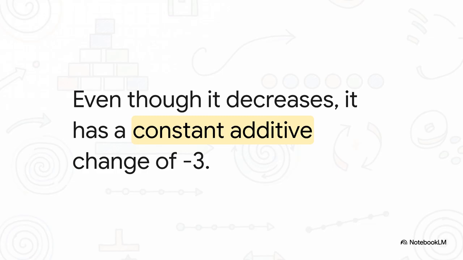Now, some people get tripped up here because the numbers are decreasing, but the reasoning is that even though the values are going down, it still possesses a constant additive change. In this case, we're adding a -3, or simply subtracting 3 repeatedly. A common difference can definitely be negative.